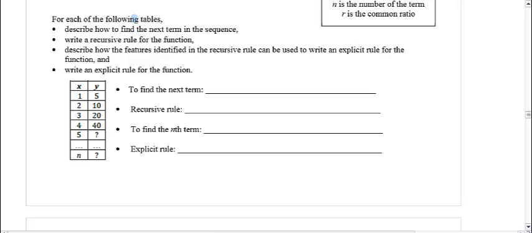Okay, so it says describe. We're basically going to fill out these. So we're going to find the next term, we're going to write a recursive rule, we're going to find the nth term, and we're going to write an explicit rule.